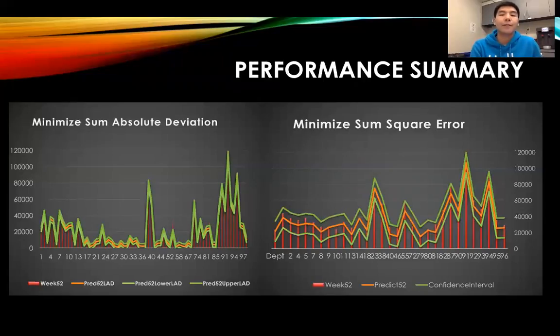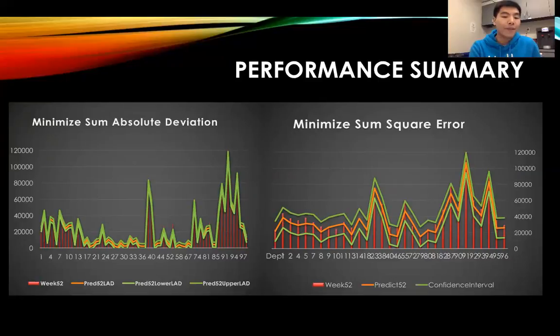So here are the performance summaries of the two optimization procedures. On the left-hand side, it shows the performance summary of the minimized sum of absolute deviations, and on the right-hand side, it shows the minimized sum of squared errors performance visualization. Based on the graph, we can easily tell both models have really great results, because their 95% interval actually covers most of the actual data points.